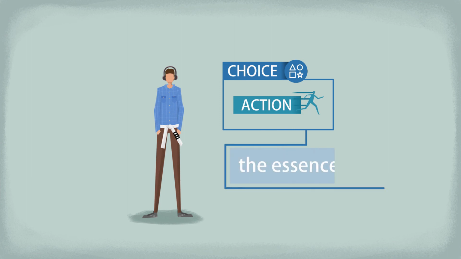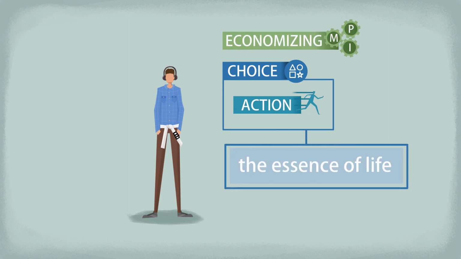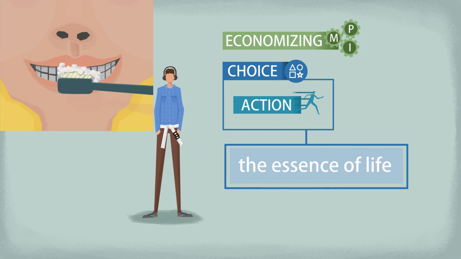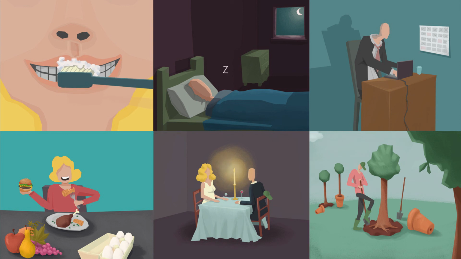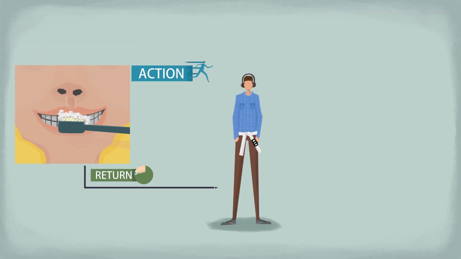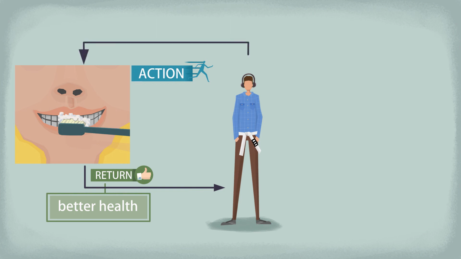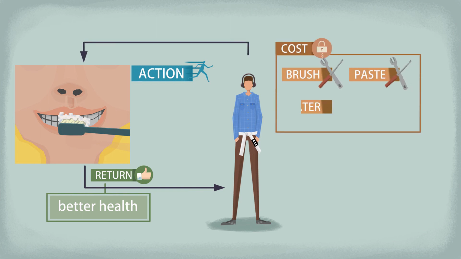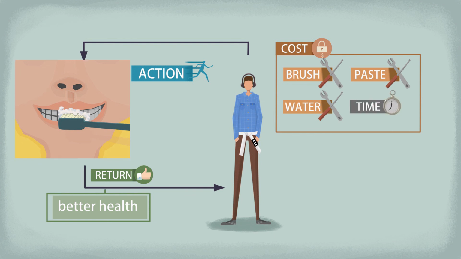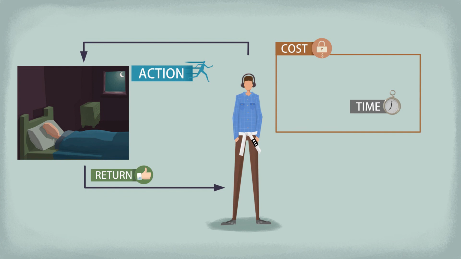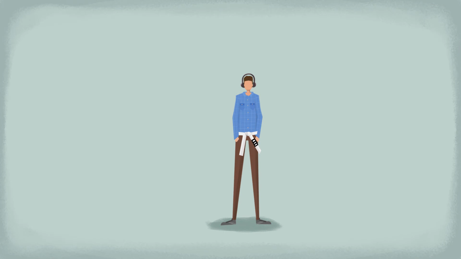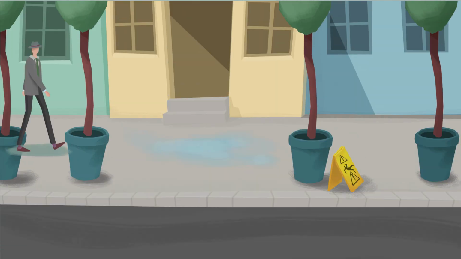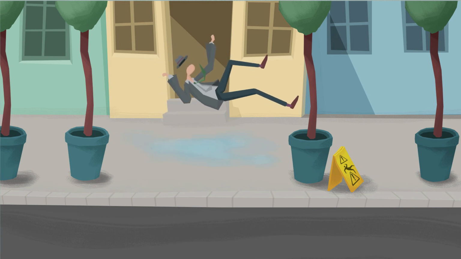Choice and action are the essence of life, and we economize every time we choose and act. When we brush our teeth, sleep, work, eat, date, or plant trees, we solve economic problems. Brushing our teeth makes us healthier. But in order to achieve this, we need resources: a toothbrush, toothpaste, and water. And we also must sacrifice a couple of minutes from sleeping. We also economize when we sleep. We allocate our limited time to get rested. The only time we do not economize is when something unexpected happens to us, or we do something accidentally. In these situations, we do not choose and cannot calculate the outcomes.